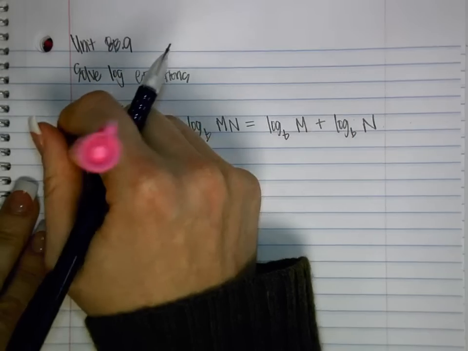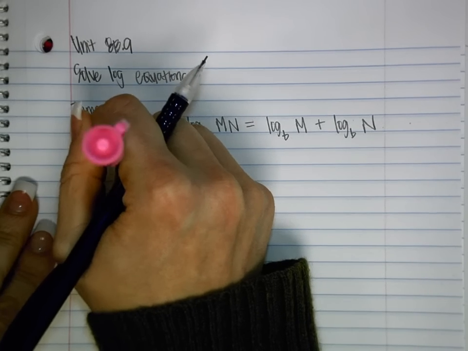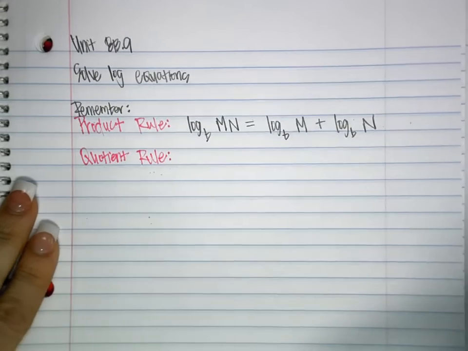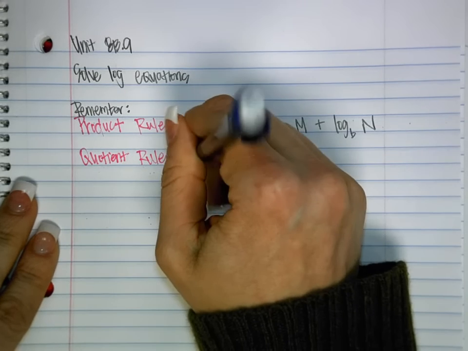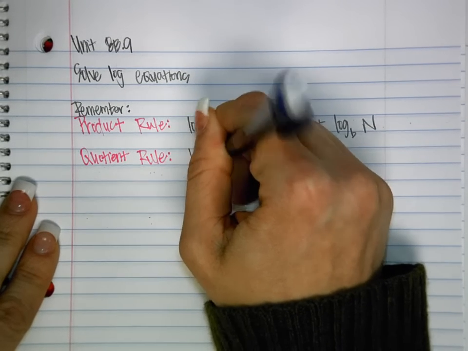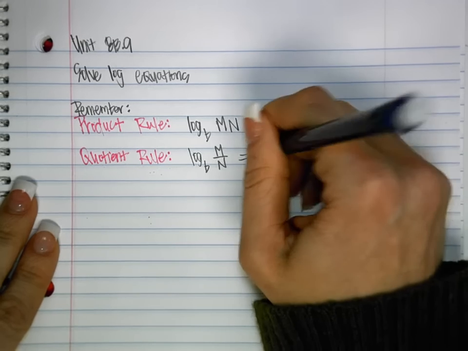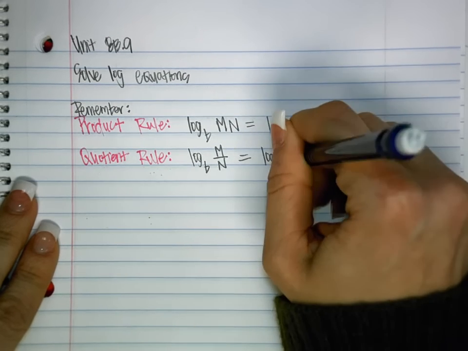Okay, the next rule is the quotient rule. By the way, these most likely will not be posted for your test. So, well, you need to memorize them. That's why I am having you write them every single day.